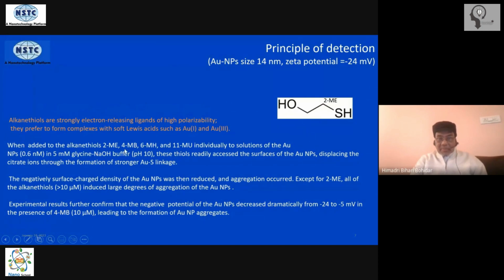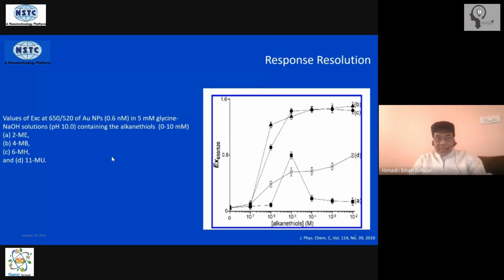So these alkanols are added to gold solution in this medium, glycine and sodium hydroxide medium at pH 10, and then they get adsorbed on the surface because of the gold sulfur linkage that is formed. Then various things happen when you mix with the analyte. When you see the spectra of this mercaptoalkanol, they have 2 distinct peaks. One is 650 and one is 520 in presence of gold.